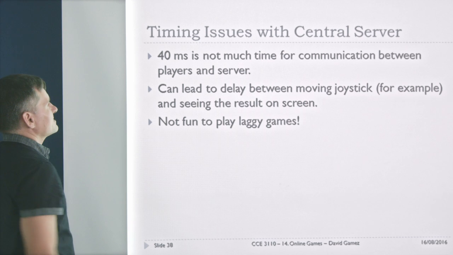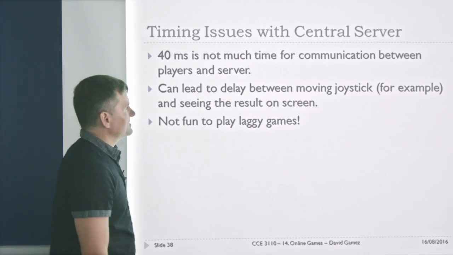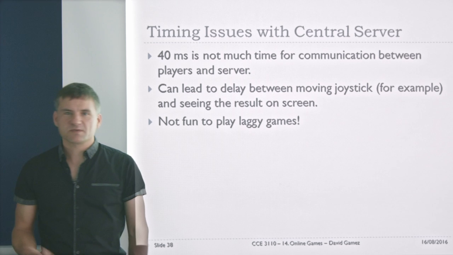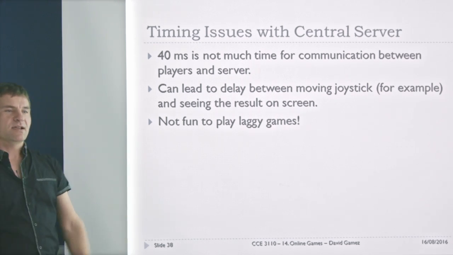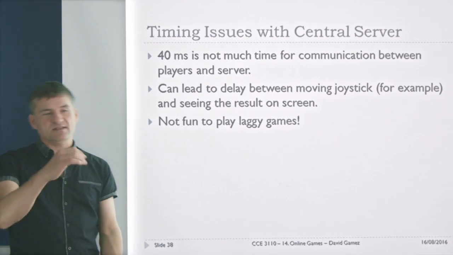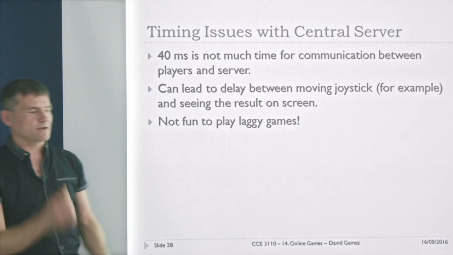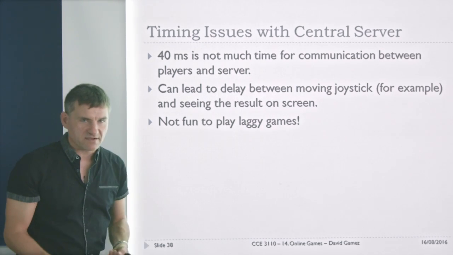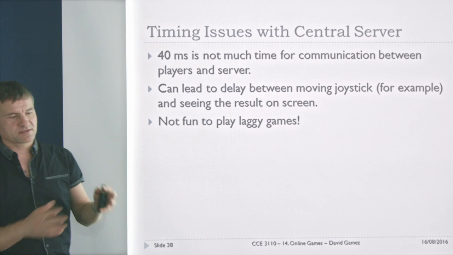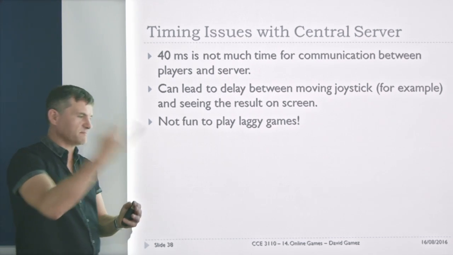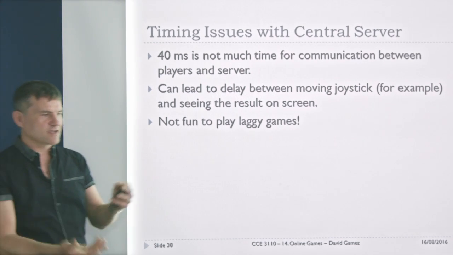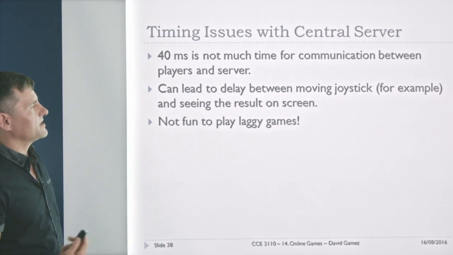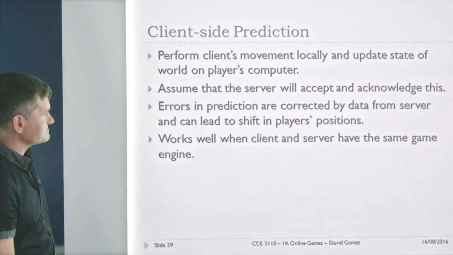So 40 milliseconds, not a lot of time to communicate between players and servers, so you can lead to a bit laggy, and no one wants to play laggy games. You sort of turn the wheel, and like 5 minutes later your car moves, and it's almost impossible to control. It's the same sort of problem they have when they try and drive rovers on Mars. Any control signals take so long to reach the rover and the visual feedback to come back. It's very difficult to control. So it's not a lot of time, and it's not fun to play laggy games.